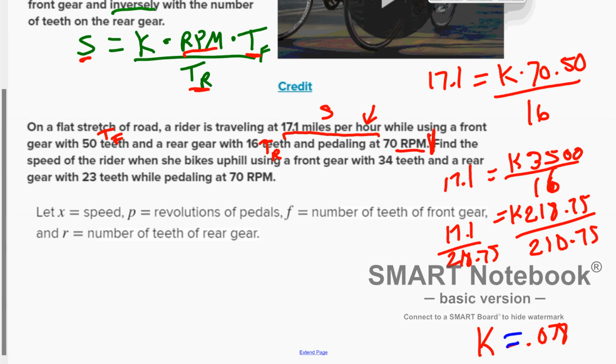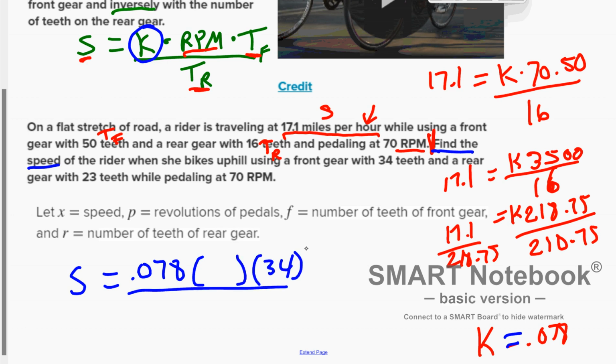Okay, so now that we have that, we can plug in our k right here into this formula, and now we can find the speed. So find the speed when the rider, we know our k, 0.078, bikes uphill using front gear of 34, and rear gear of teeth is 23, so that's on bottom. And then we need an RPM, which is 70, so we plug that in. I didn't have to do any conversions here, so it's all fine. And so we multiply that and divide by 23.